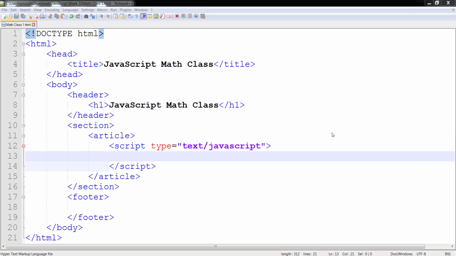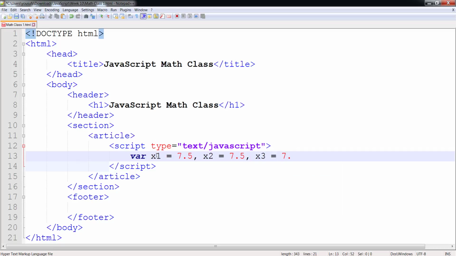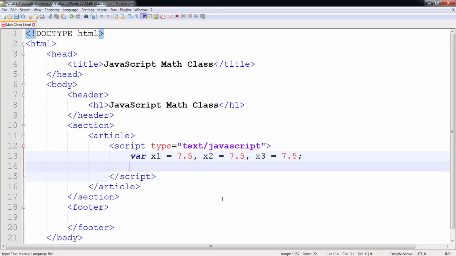So the very first example we are going to do is use some of the math functions on these variables. I have x1 equals 7.5, x2 also equals 7.5, and x3 also equals 7.5. The reason I have set these to the same value is because I want to teach you the difference between Math.round, Math.ceil, and Math.floor.